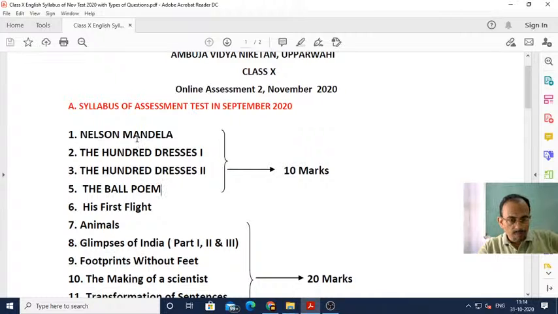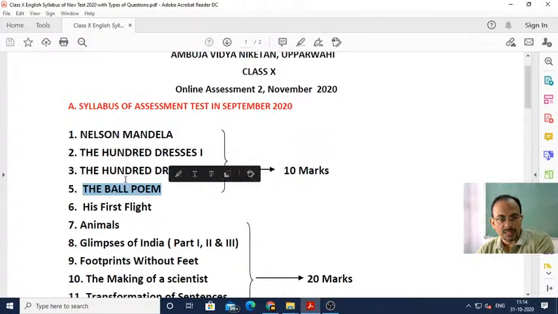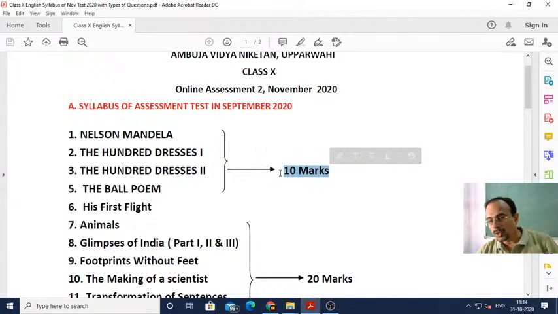Up to the Ball poem, these are some of the less important lessons I have taken from your first test. Not all the lessons, only some very important lessons I have taken from your first assessment test in September. So a total of 10 marks will come from Nelson Mandela, Hundred Dresses 2, and the Ball poem. These four lessons are taken from your first assessment test held in September, and a total of 10 marks will be given from these chapters, not all the chapters, only the important chapters which I mentioned here. So you have to prepare from these four chapters only.